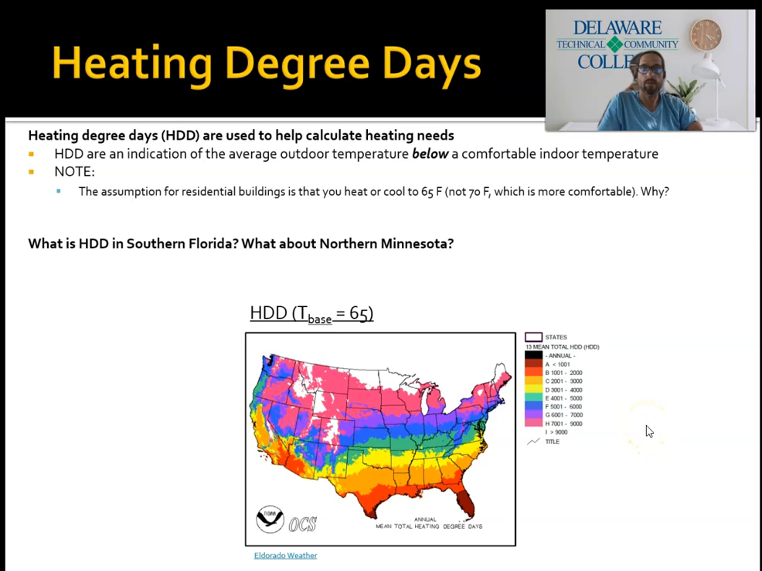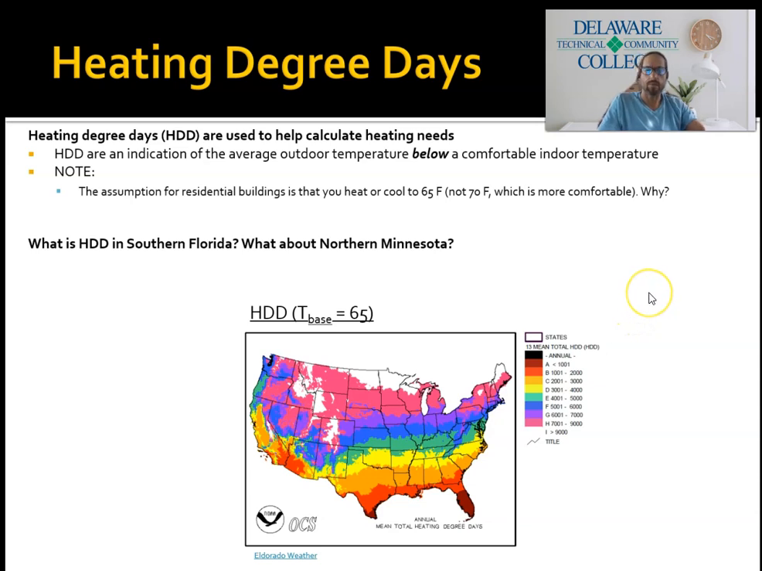Okay, so let's get into the new stuff. That's all review. So, heating degree days. Heating degree days, or HDD, are used to help calculate heating needs for a building. And they're an indication of the general average outdoor temperature below a certain comfortable indoor temperature. So basically, more heating degree days means more heat needed. So it means it's colder. It's an indication of climate.